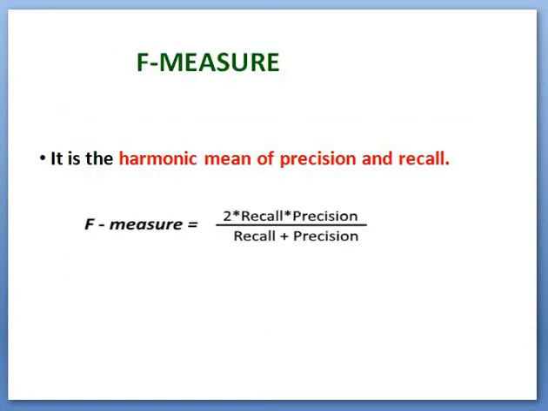Next measure is termed as F measure. F measure is the harmonic mean of precision and recall, and it can be calculated as 2 into recall into precision divided by recall plus precision. So these are the different measures which can be identified from a confusion matrix.